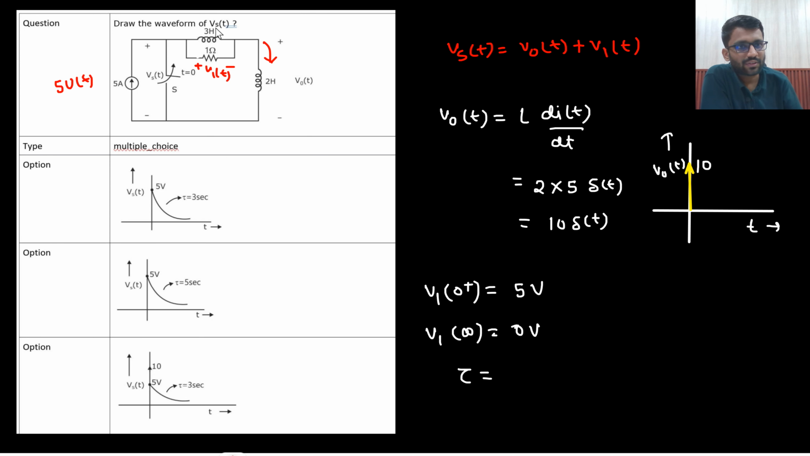So what will be your time constant? That would be L by R, 3 seconds. That's it, L by R. Time constant will be 3 seconds. Are you getting this point? Did you understand this?